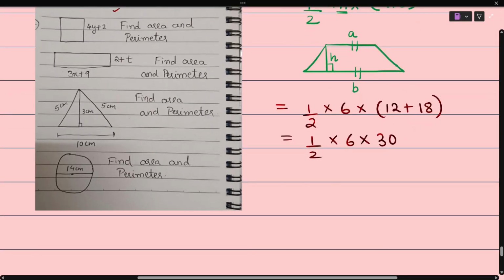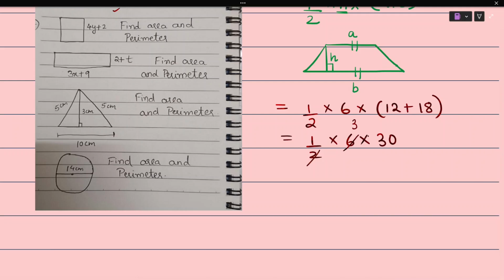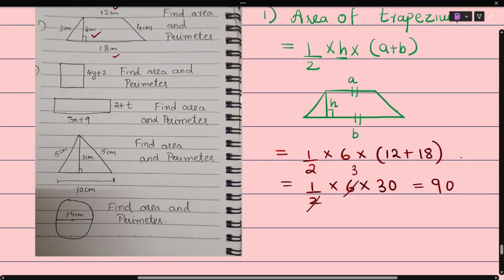So the final answer will be, we can cancel the 2 and 6 to get 3. So 3 times 30 gives me 90. Since it is given in centimeter, the area should be written as 90 centimeter square.